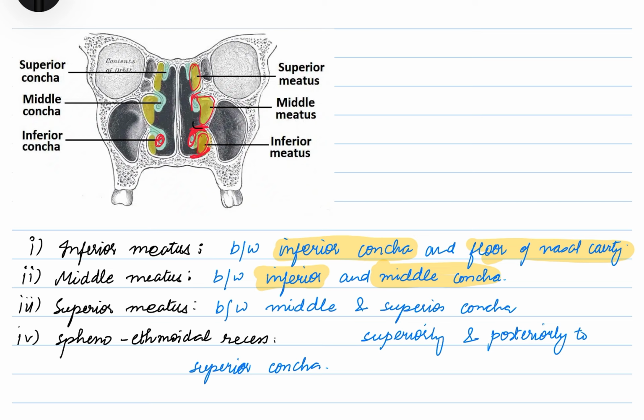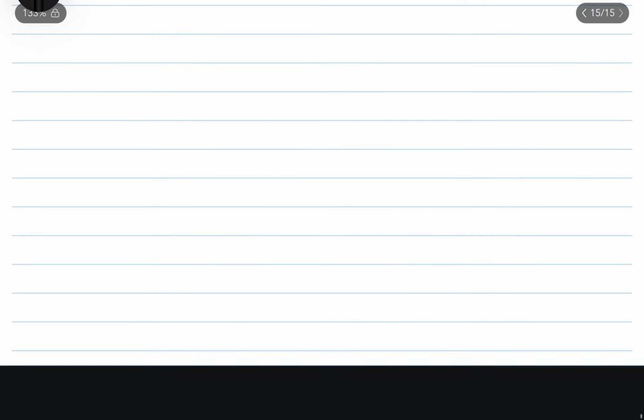I'll mark with black. This is the inferior concha and this one is the middle concha, so the middle meatus is present between the middle concha and the inferior concha. Now the superior meatus is present between the middle and superior concha. This one is the middle concha, and this one is the superior concha.